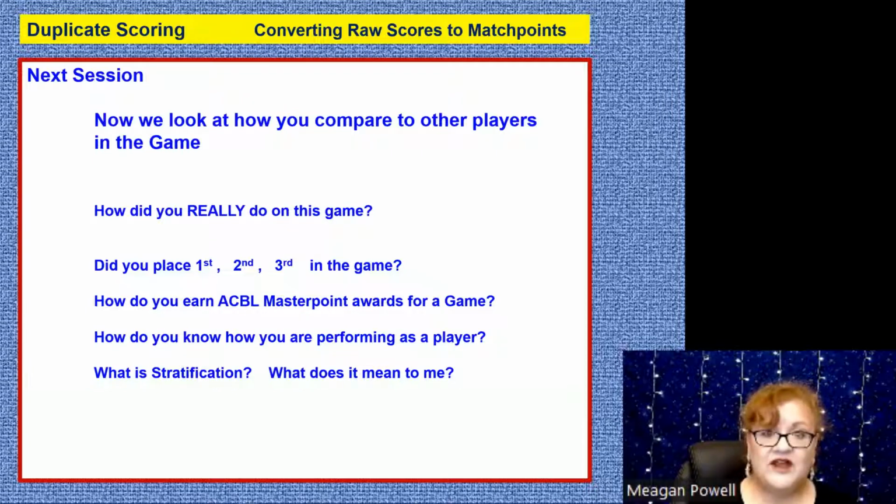If you are a member of the ACBL, you'll be earning ACBL master points, which are not match points. They're different things. A master point award, which is kind of like an assessment of how you are doing as a player, is a little bit like a golf handicap. And next week, in our next lesson, we'll show you how that works. It's also a way for you to start looking over more than one game about how well you're doing as a player. There will be something called stratification that we have to discuss. What does that mean? What does it mean when you see a game broken down into different segments? And what does it mean to you?